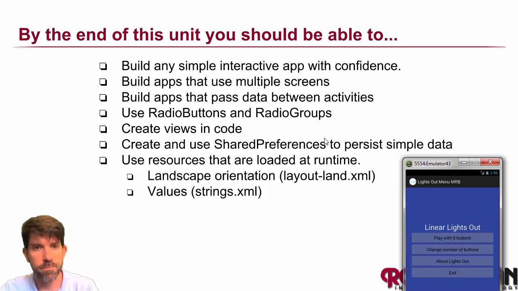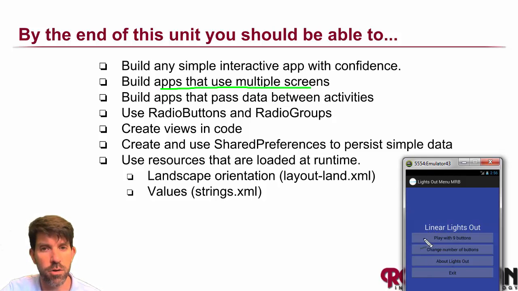What else? Any app that uses multiple screens, right? When you click, it's going to go to different places, so you need to know how to do that, and specifically how to pass data between different activities. Radio buttons, you saw that we had to change the number of buttons here. Creating views in code so that we can have a variable number of them, a variable number of buttons, for instance. We saw that when we rotated the screen, it remembered how many buttons we had, even though the activity, it turns out, was actually destroyed and recreated to rotate.